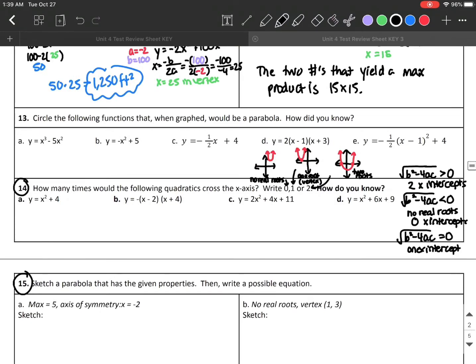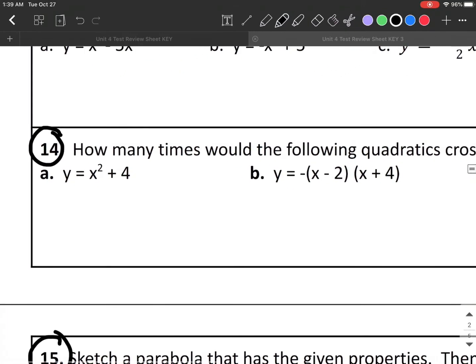Right? And that's how you tell. So sometimes you can tell by just looking at it. But if you look at this one here, you can tell because there's addition happening in between. If you were to set this y equal to 0, you could see very obviously x squared is equal to negative 4. That's going to give you two imaginary numbers. That's going to give you two imaginary numbers, so 0.